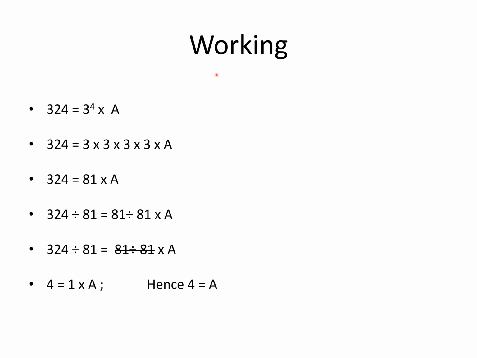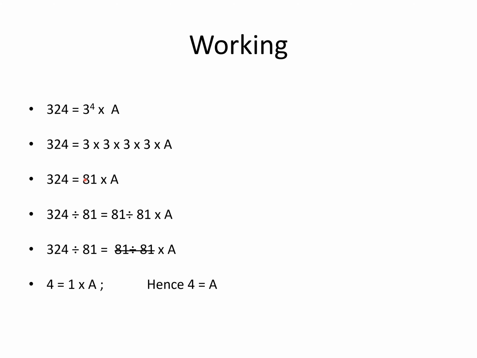Now, the working. 324 is equal to 3 to the fourth times a. So what we are supposed to do is to find a. Now I have set out the working for you to follow me through. Now 324 is equal to, and we are going to write out 3 to the fourth power. So 3 to the fourth power would be 3 multiplied by 3 multiplied by 3 multiplied by 3. That was 3 to the fourth power. Then you multiply 3 to the fourth power by a.